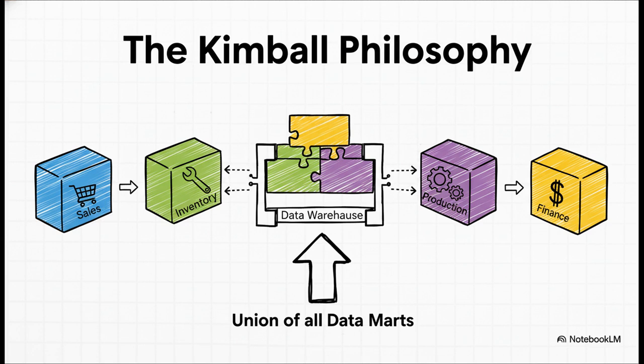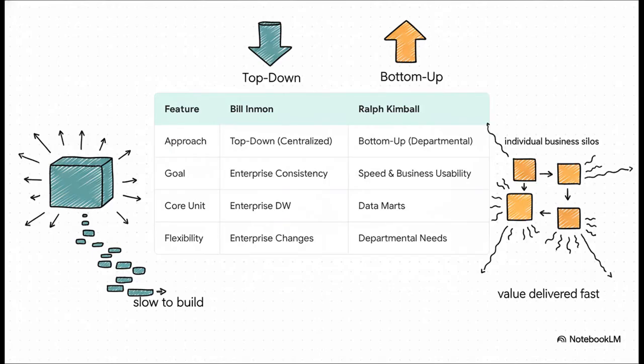That way, the sales data can talk to the inventory data without any confusion down the road. All right, so let's put them head to head. You've got Inmon, he's top-down, centralized first. His goal is that perfect enterprise-wide consistency. The core of his world is the enterprise data warehouse.